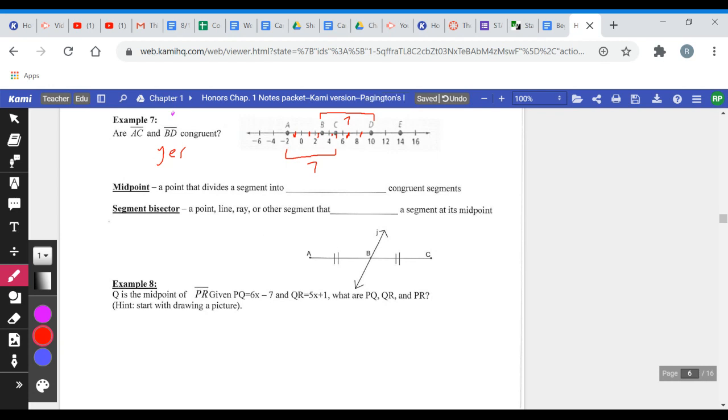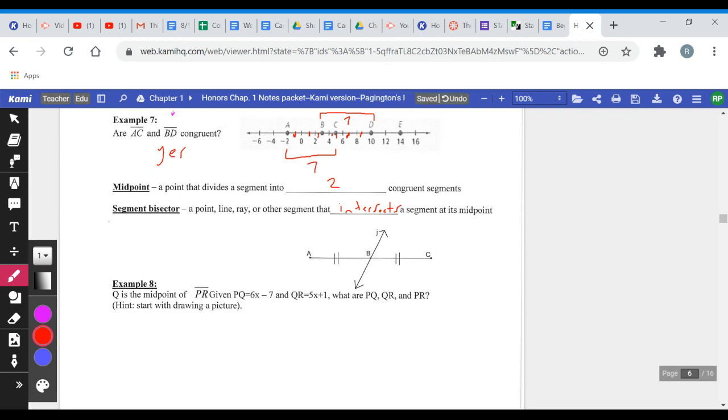Okay, now a new term is a midpoint, and a midpoint is a point that divides a segment into 2 congruent segments. So midpoint does mean right in the middle. We said a minute ago, between does not mean right in the middle. It just means somewhere in between. Midpoint means right smack dab in the middle. So a segment bisector is another term, and it is a point, line, ray, or other segment that intersects a segment at its midpoint.